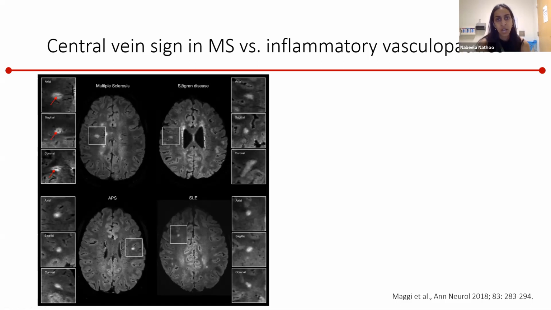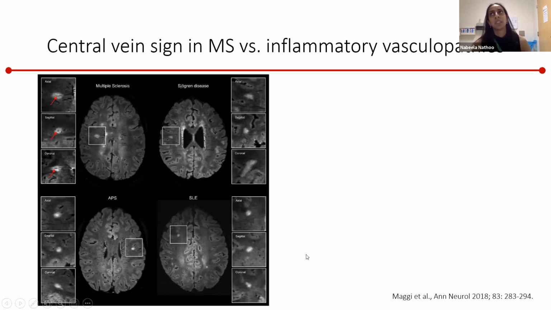Now, if you contrast that with other inflammatory conditions, which we definitely do consider on our differential diagnosis when patients present, depending on what they come in with, something like Sjogren's disease can come up. And so if you look at a white matter lesion there, you don't see any signs of a hypointense dot or a line. And then if we look at antiphospholipid syndrome, again, there is a white matter lesion and you don't see that dot or that line. And then lupus is the other one that comes up here.